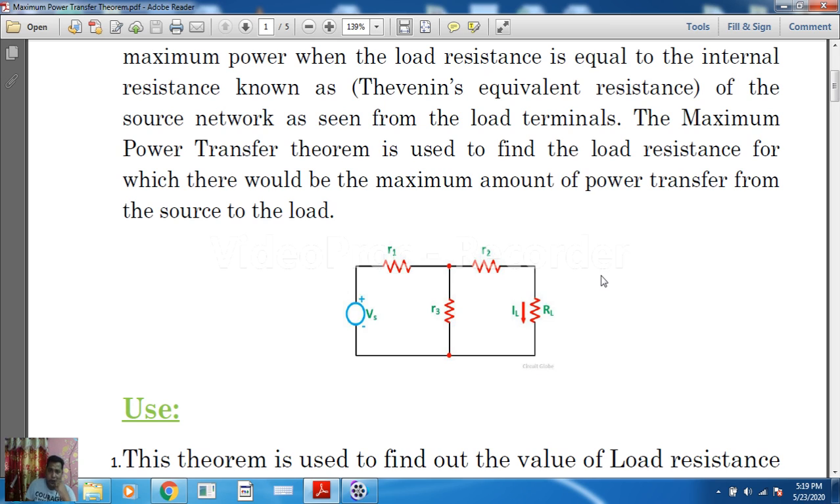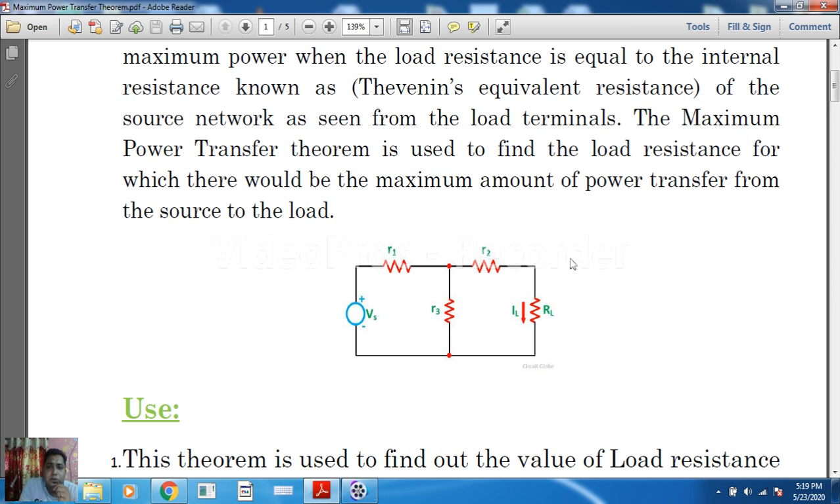So what should the value be? 1 ohm, 2 ohm, 3 ohm? Is there any specific value? No, there is no specific value. It depends upon the circuit. So now we are going to see what the value of load resistance should be for which maximum power can be delivered through the load resistance. So this is the theorem. That means through any circuit, through any load resistance, what is the maximum amount of power that can be delivered. This is the main idea of the theorem.